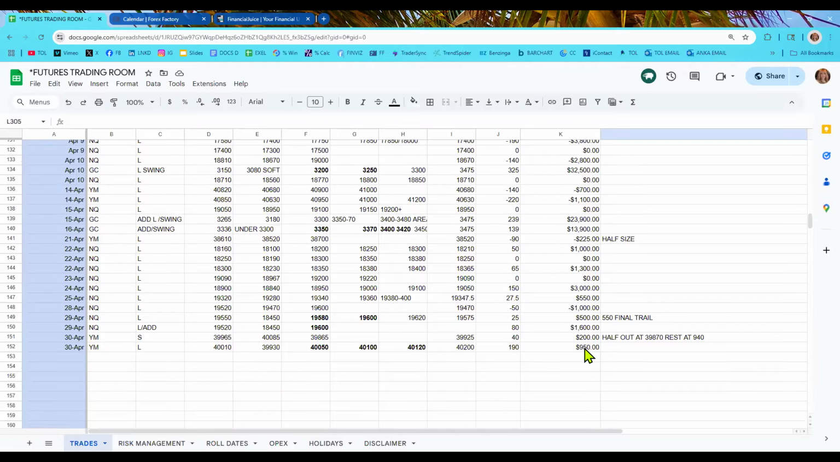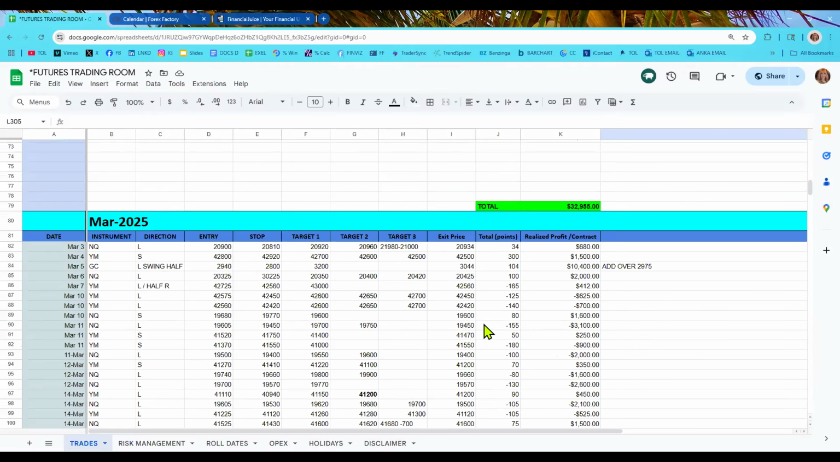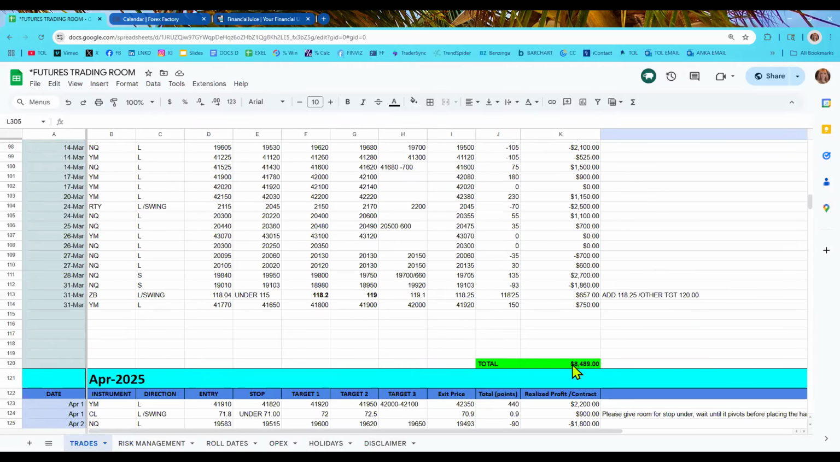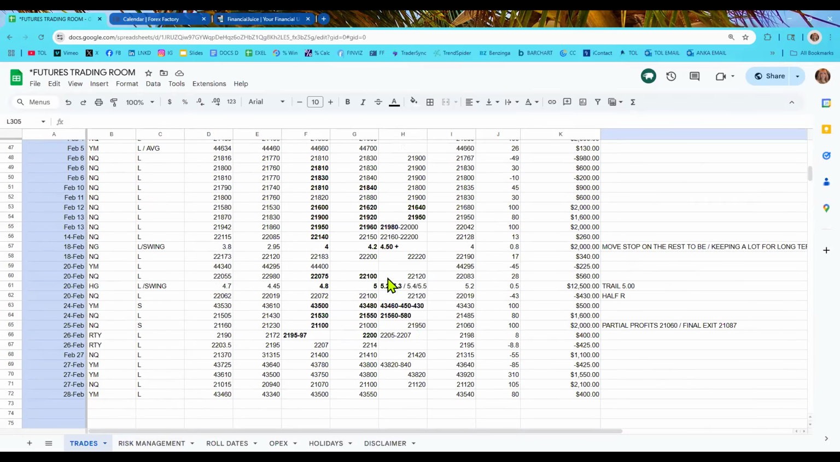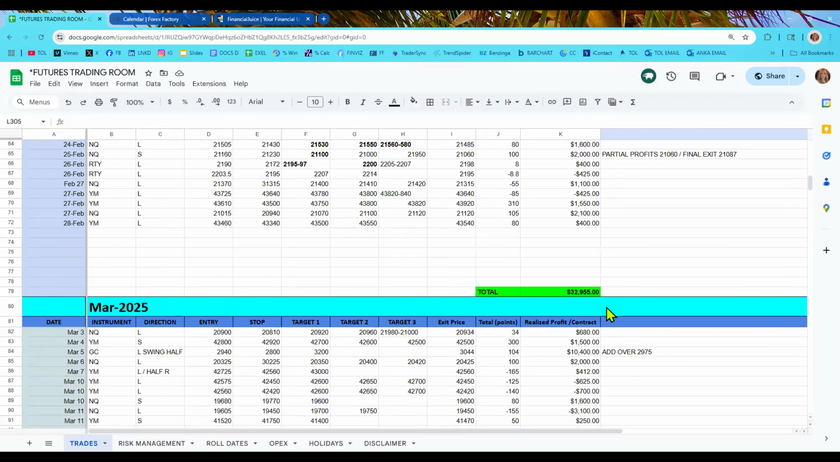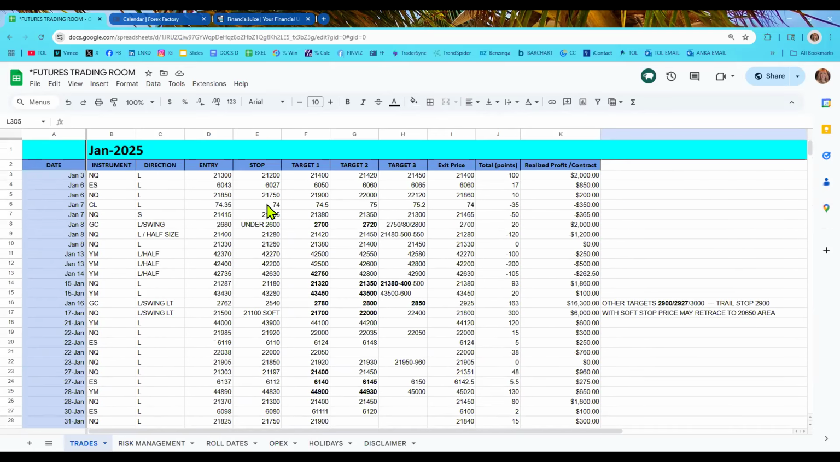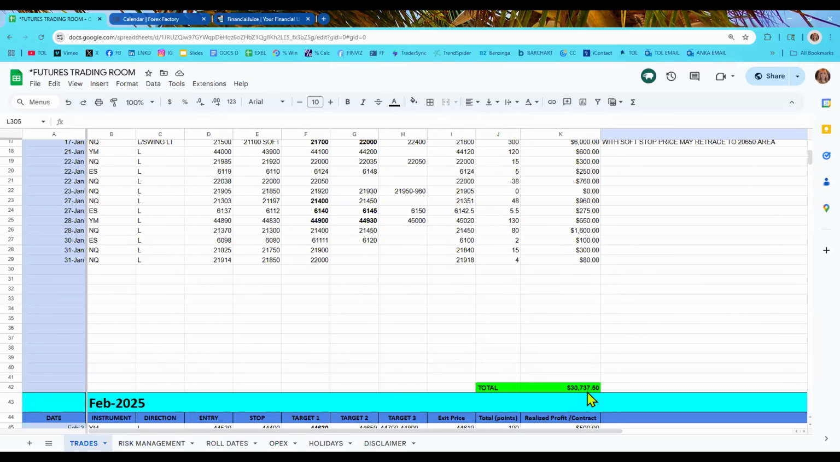And this is in comparison, for example, to the month of March, which was 8,000. The month of February was almost 33,000. January was 30,000. So you get the idea. And by the way, all this information is on our website.